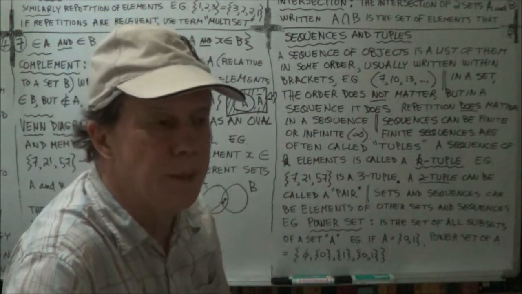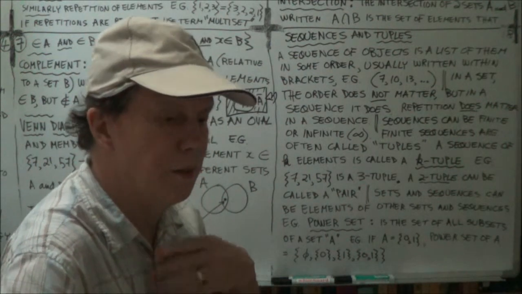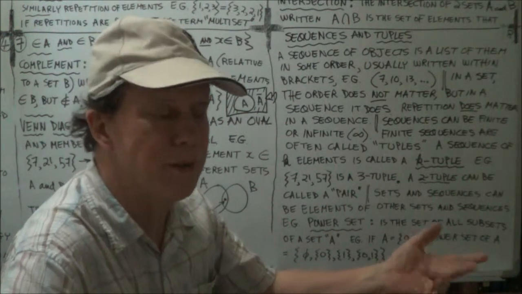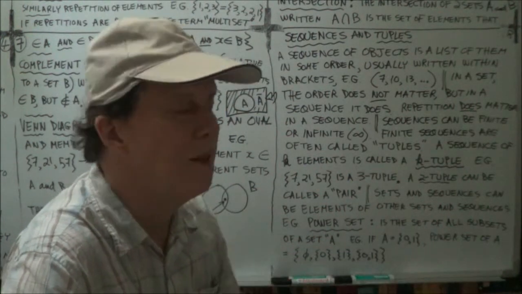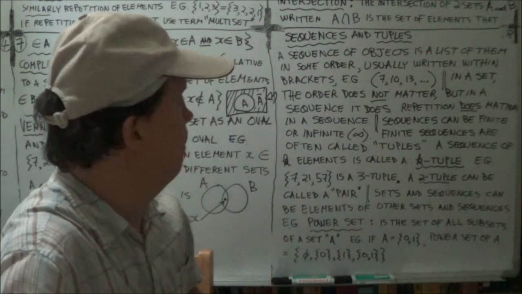A list of objects. A sequence can be finite or infinite. Finite means there will be a last member in the sequence. It'll stop after a while. Or it can be infinite, just goes on forever. Okay?